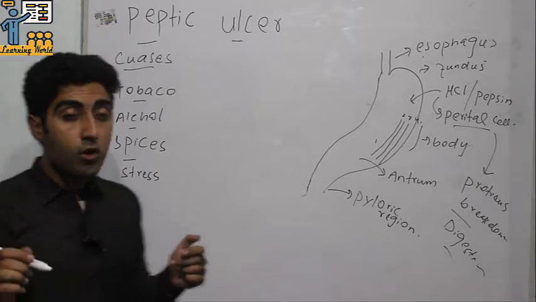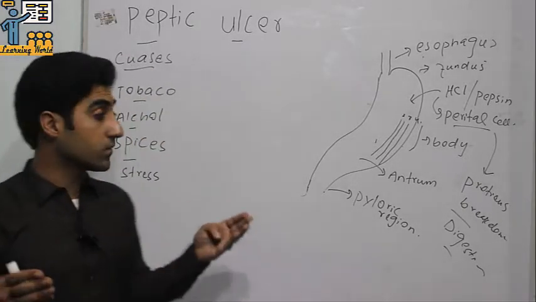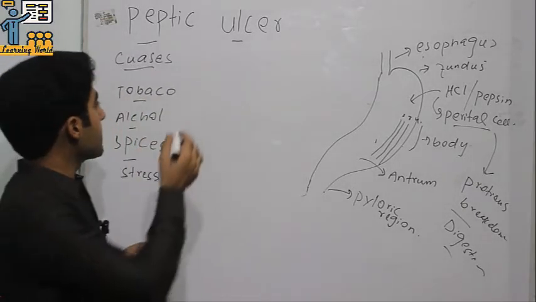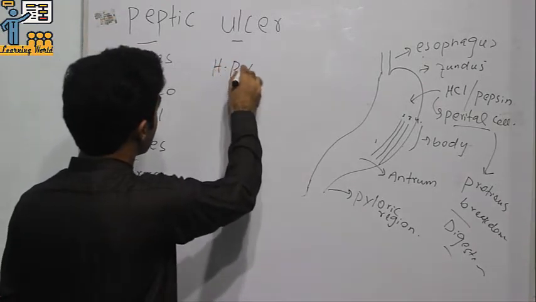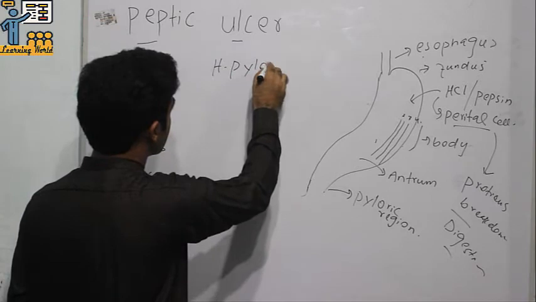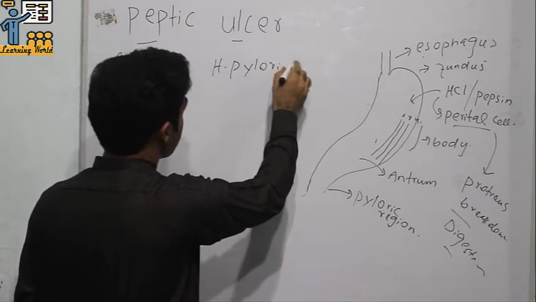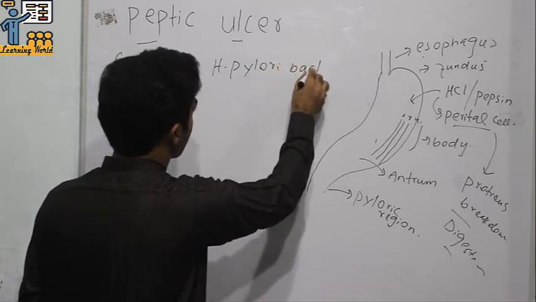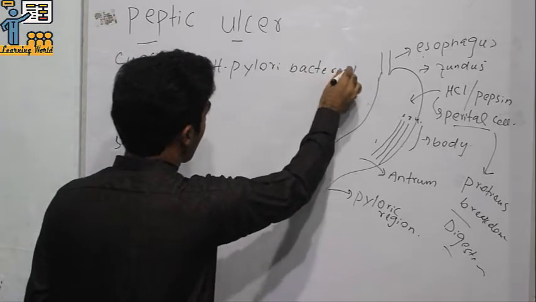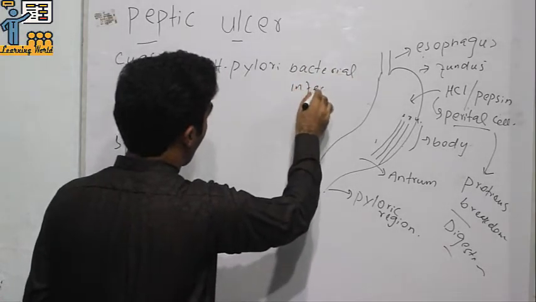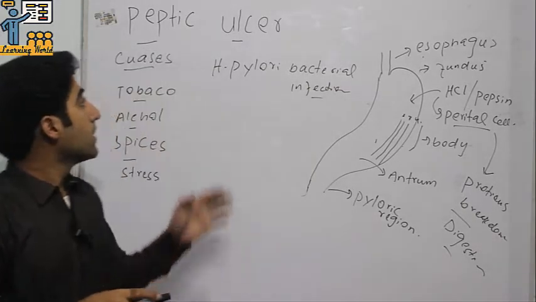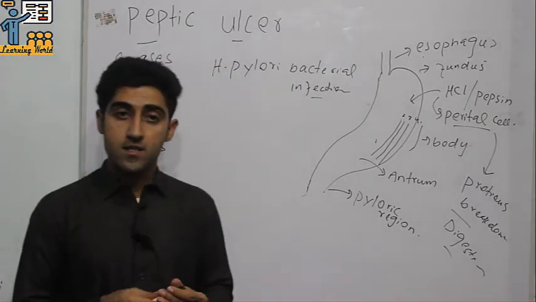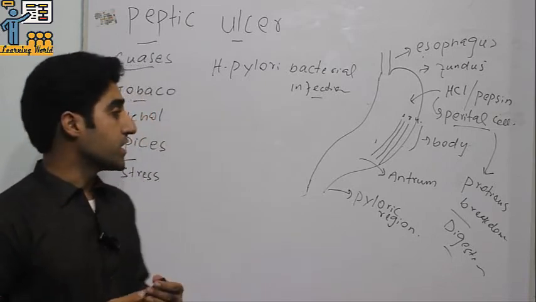And the main, important cause of peptic ulcer is H. pylori bacterial infection. This is the most common cause of peptic ulcer, duodenal ulcer, or gastric ulcer.